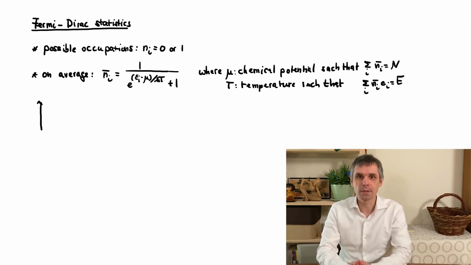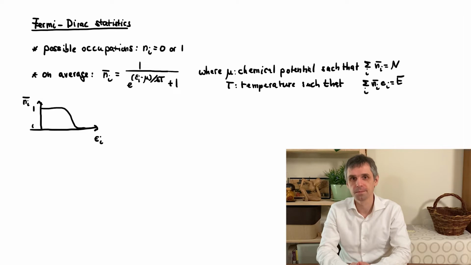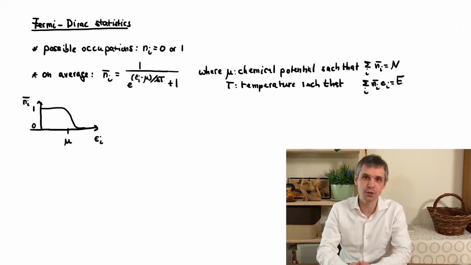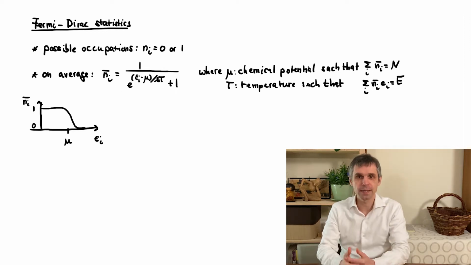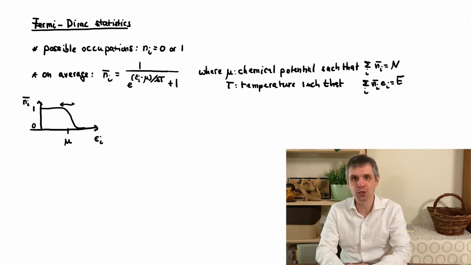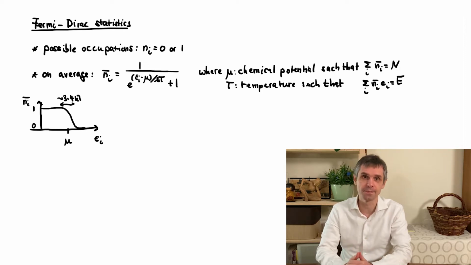The role of these two parameters becomes clear when we sketch the average occupation as a function of energy. This is close to 1, so fully occupied, for energies sufficiently below the chemical potential, and close to 0, so fully unoccupied, sufficiently above the chemical potential. The energetic region where the average occupation changes significantly is of the order of kT. Often one says it is about 3 or 4 kT.